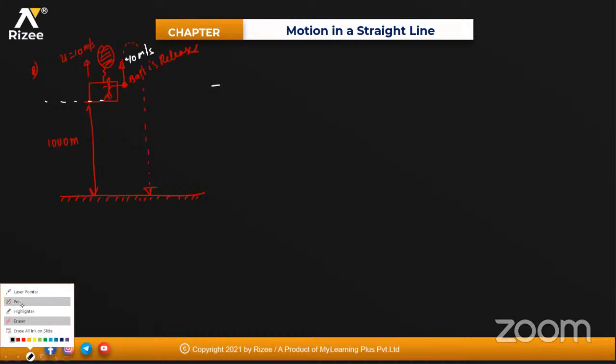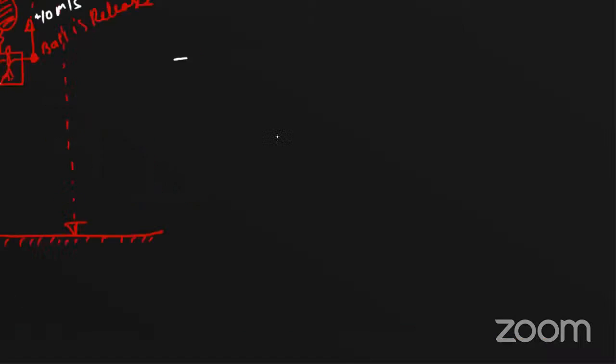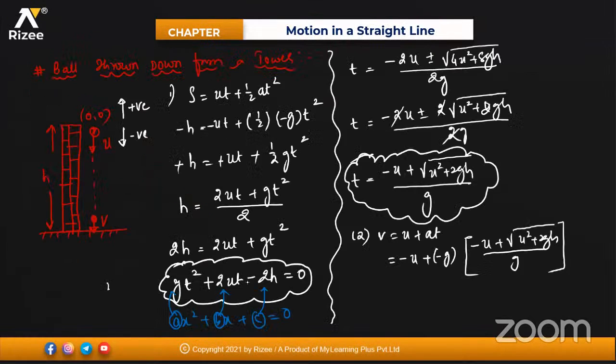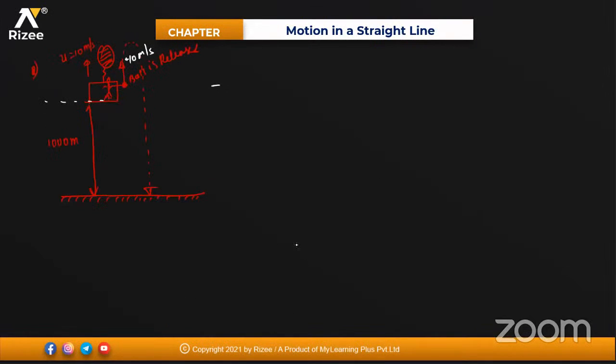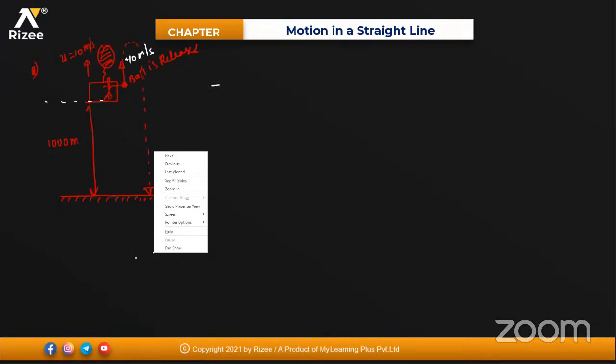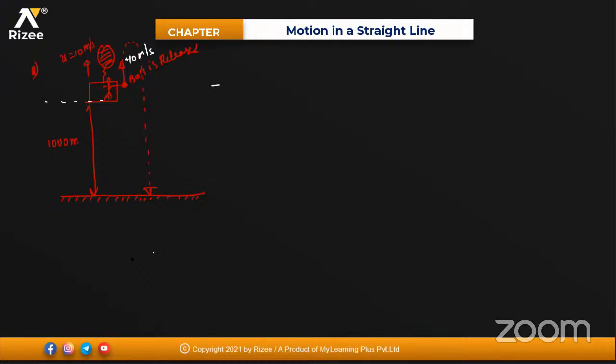Can anyone try this one, beta? Minus h is equals to u into t plus half into acceleration due to gravity, negative, half into g into t square. So height will be equal to minus of 1000. That is equals to initial velocity 10 into time t minus half, g value I'm taking 10, into t square.